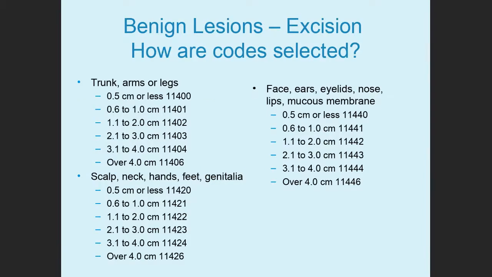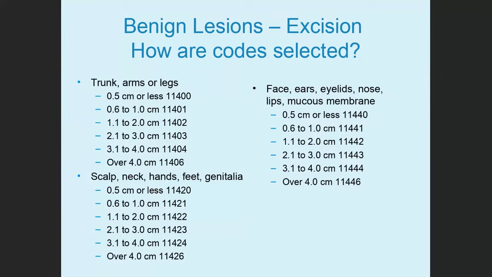The correct codes are selected by the location of the lesion and by its size. Each lesion is coded separately. The locations are in groups, such as trunk, arms, legs, scalp, neck, hands, feet, genitalia, face, ears, eyelids, nose, lips, and mucous membrane. First, find the appropriate group of areas of skin, then find the size of the lesion. That will be the correct code.